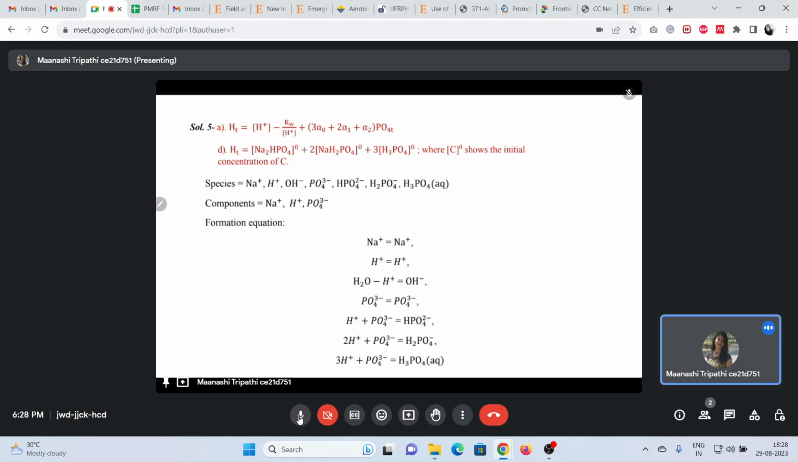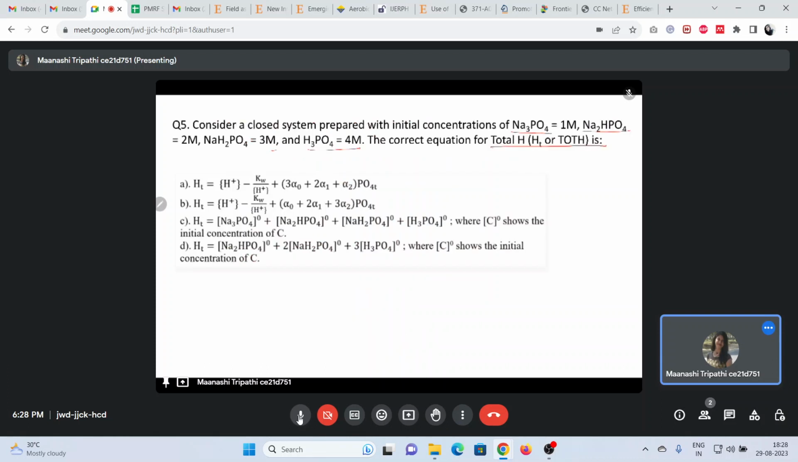So we have identified the species as sodium, hydrogen, hydronium H plus, OH minus, PO4 3 minus, HPO4 2 minus, H2PO4 minus, H3PO4, which will be in the form of aqueous solution because it will be dissolved. The media is water, that's why we have H plus and OH minus. So what are the components which are required to make all of these species? Just Na plus, H plus, and PO4 3 minus. These are the components which are enough.